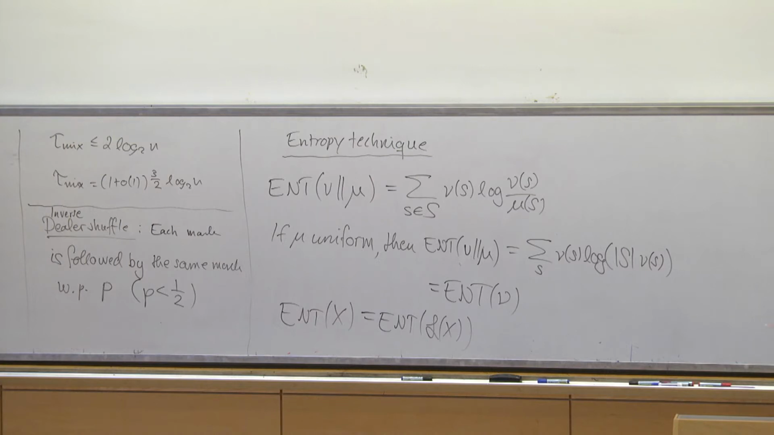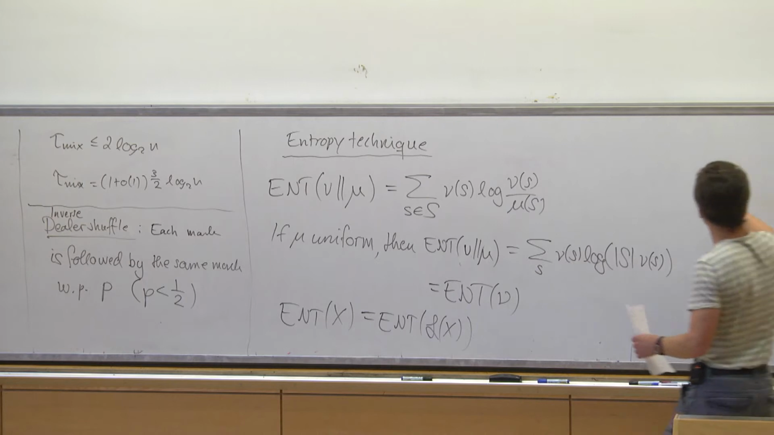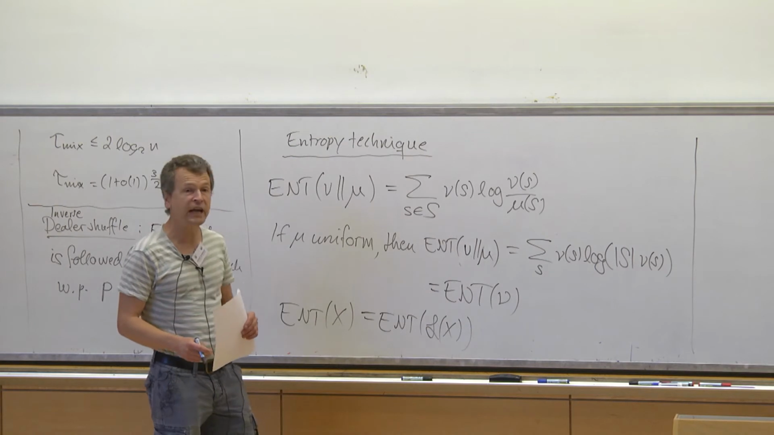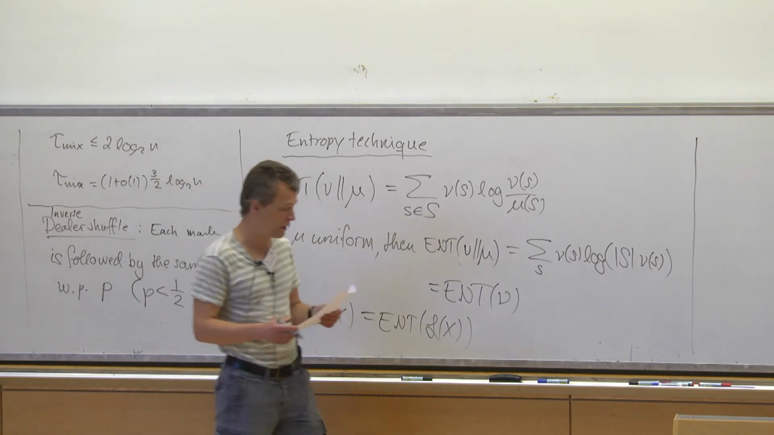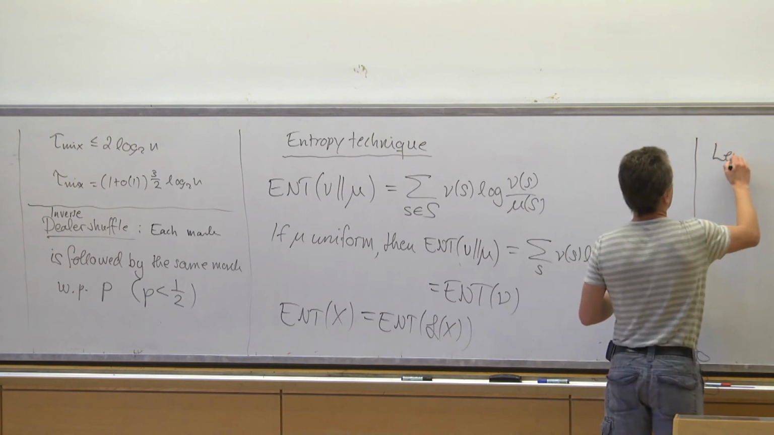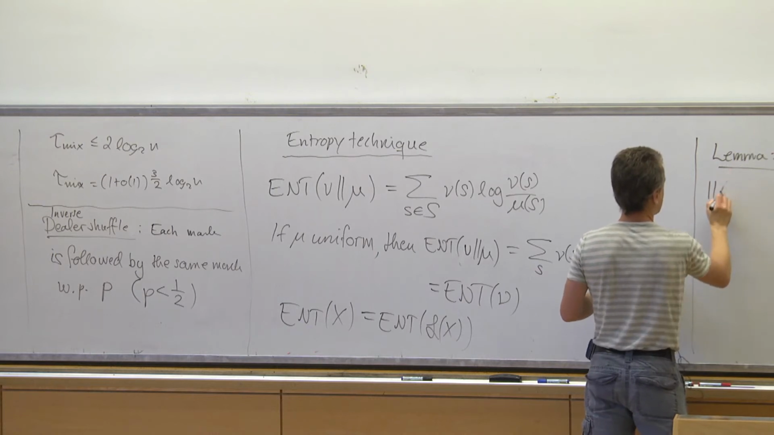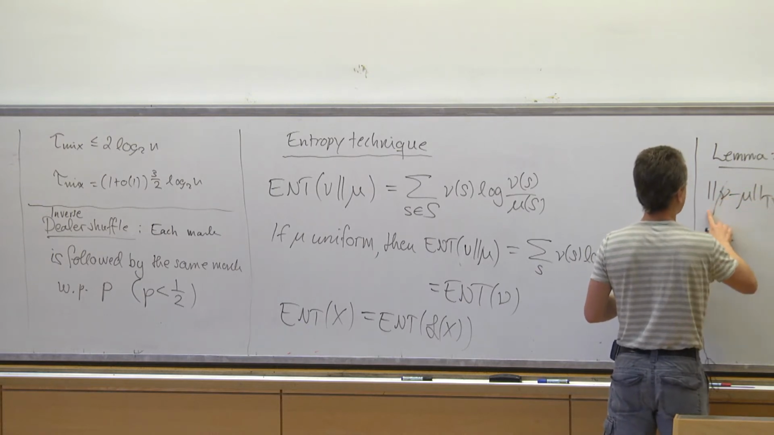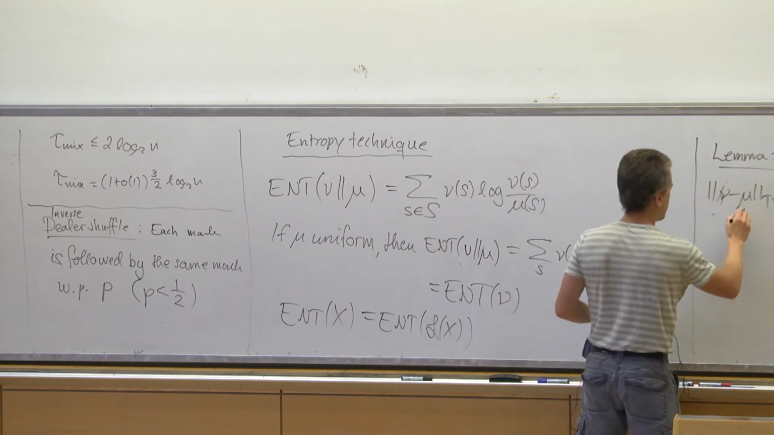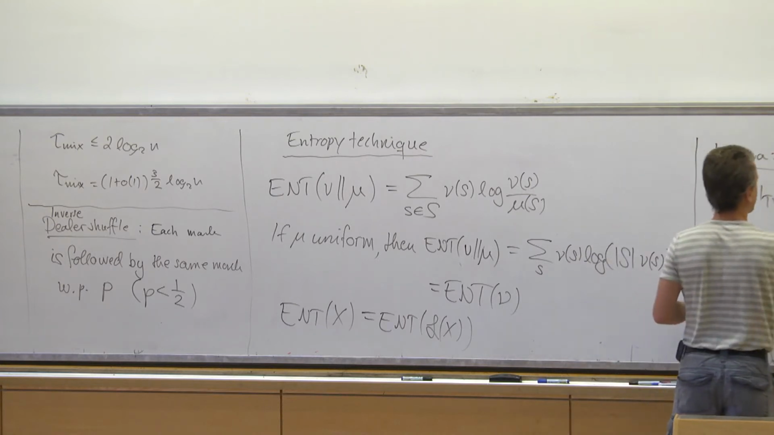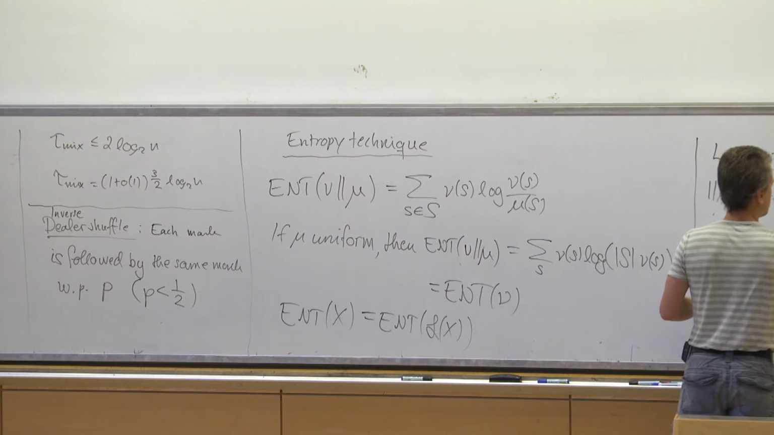Relative entropies relate to the total variation distance by putting an upper bound on it. So we have a lemma which tells us that the total variation distance between nu and mu, and I want mu here to be uniform, is less than or equal to the square root of a half ent nu.